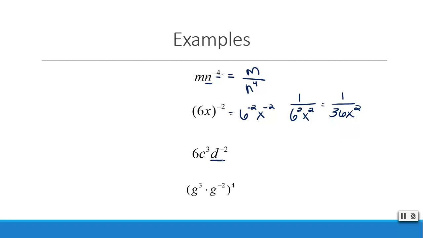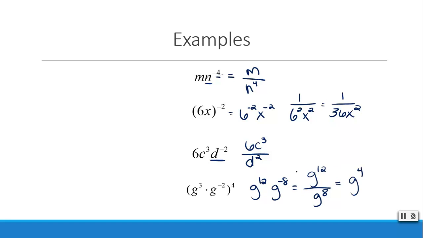The only thing that's being raised to a negative exponent here is the d. So 6c to the third stays as is. And then d squared drops down to the denominator, become positive. Now you could use your power to a power rule here and multiply everything by 4. So this becomes g to the 12th and then g to the negative 8. G to the negative 8 is going to drop down to your denominator to become positive. And then we can actually keep going with this because our quotient rule says that we can subtract these exponents, which is going to be g to the 4th.